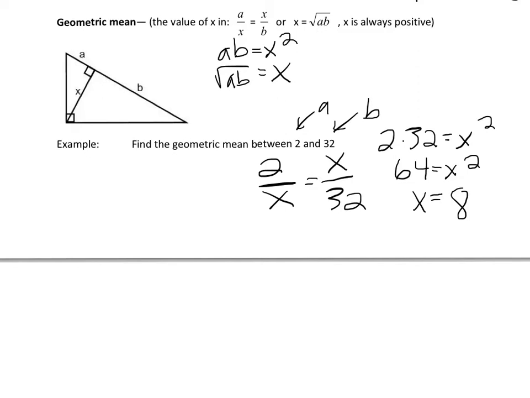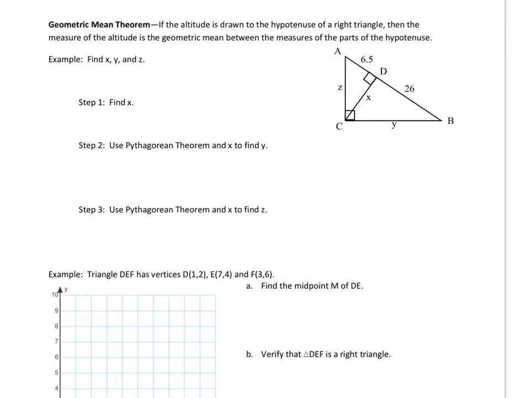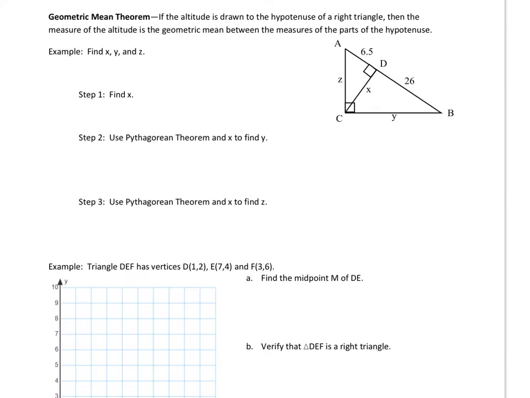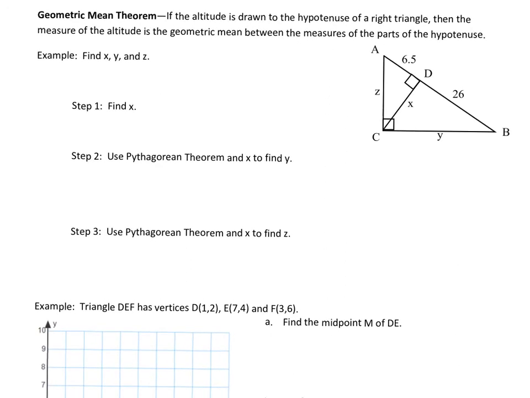So if we were going to do an application, the geometric mean theorem says if the altitude is drawn to the hypotenuse of a right triangle, like we're used to, then the measure of the altitude is the geometric mean between the measures of the parts of the hypotenuse. So we can think about it as setting it up like that geometric mean, or we can also just think about them as similar triangles. The geometric mean is just kind of a shortcut.